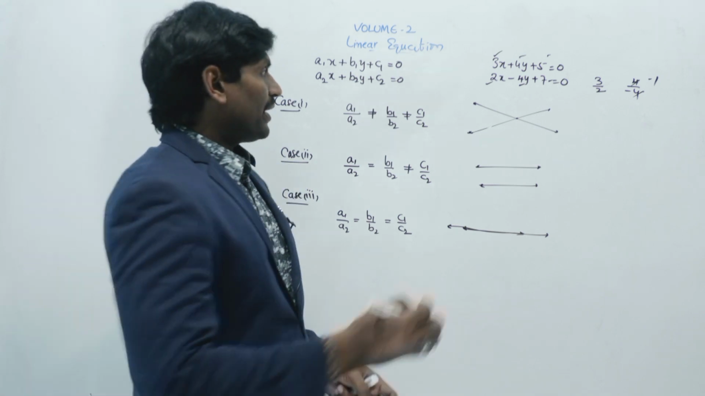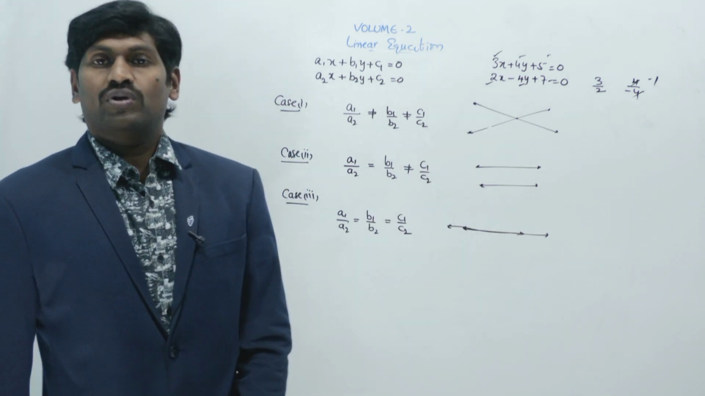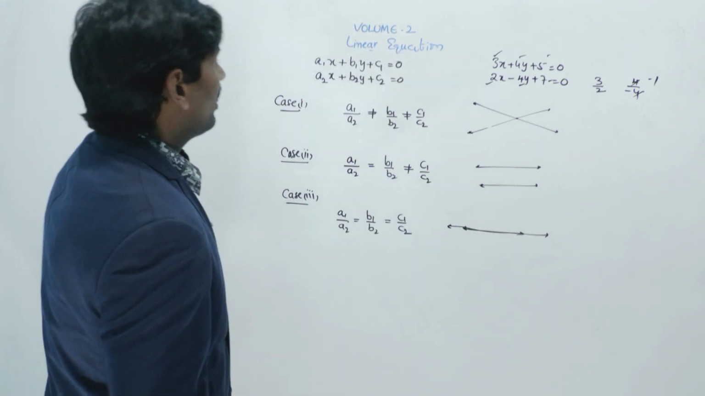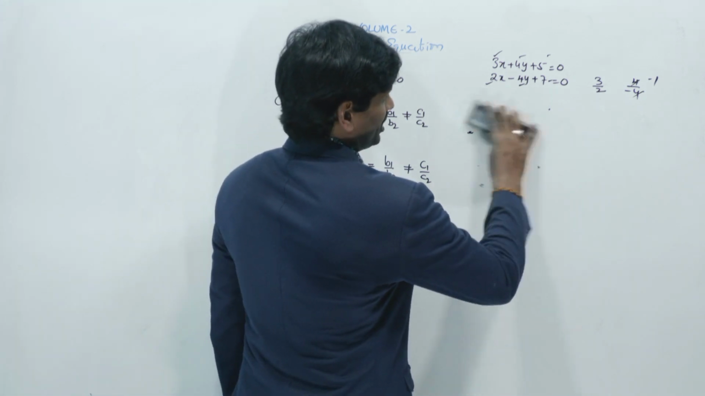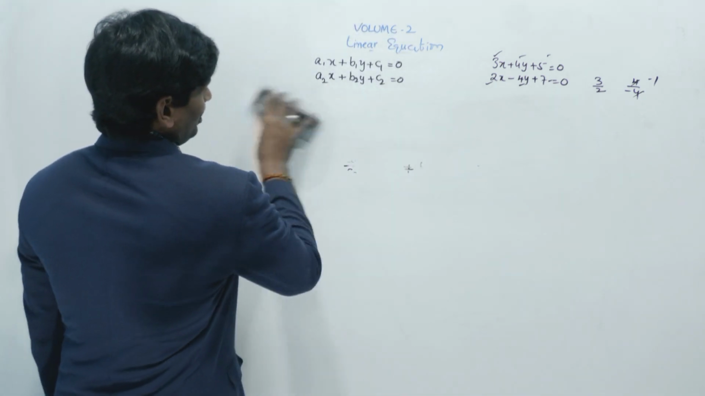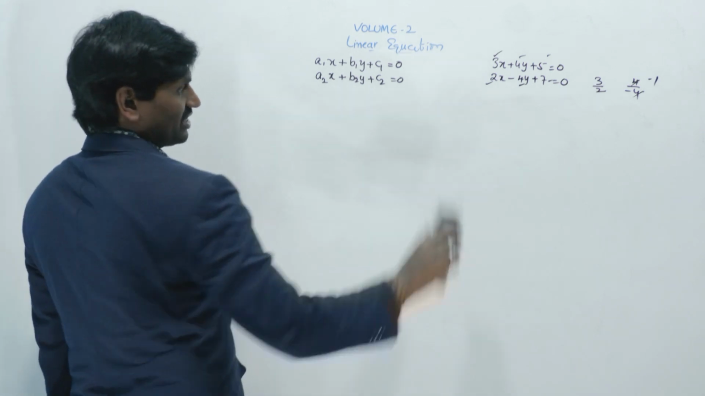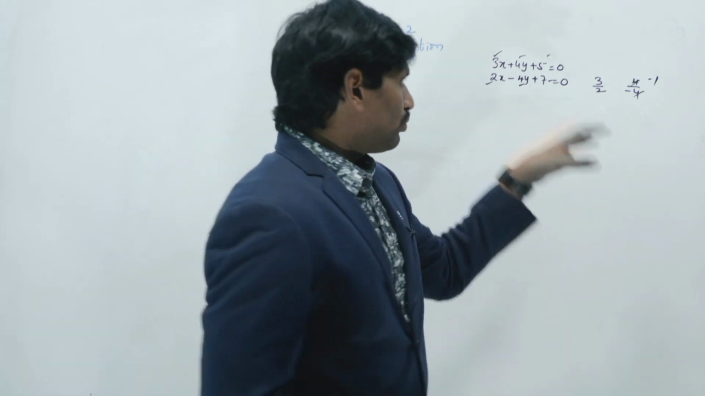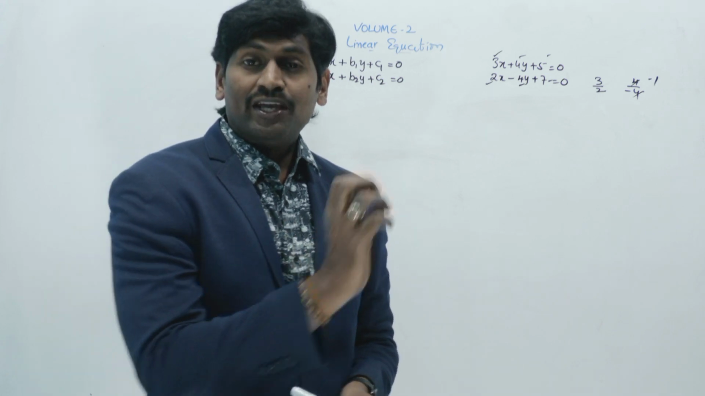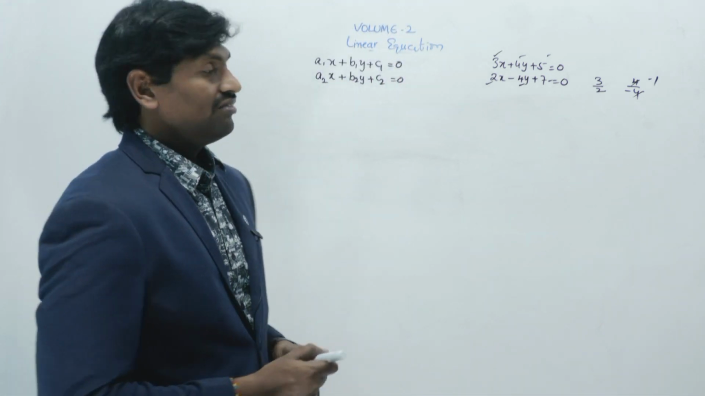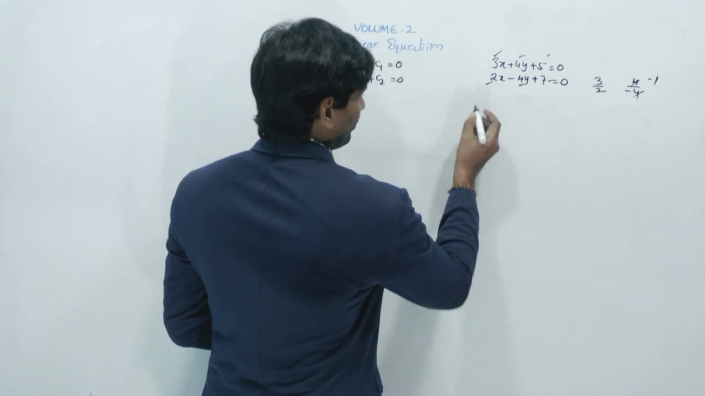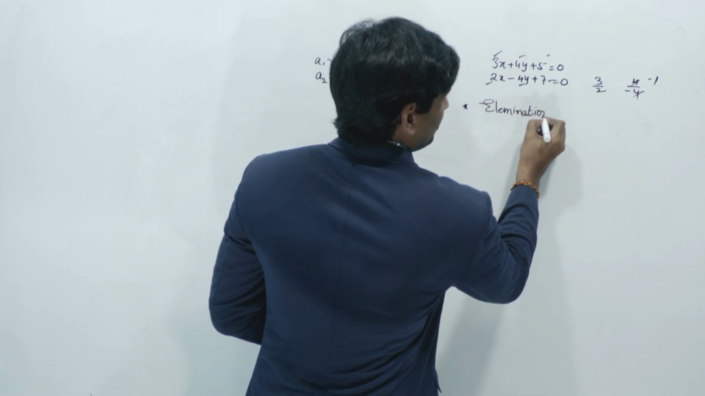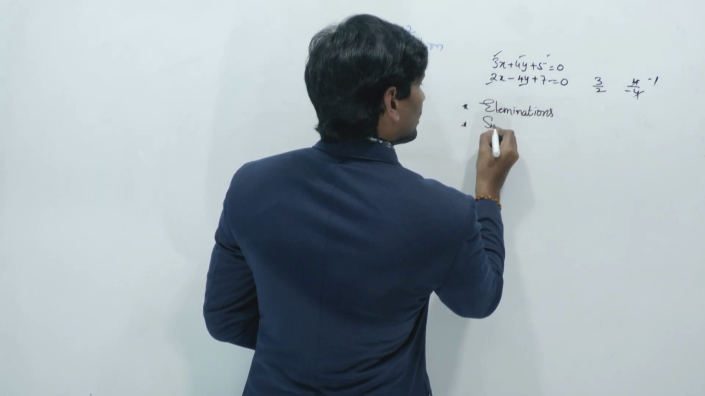When a pair of equations follows these conditions, we can say how they behave on a plane surface. Sometimes a pair of linear equations is given and we are asked to find the unknown values, nothing but the x and y values. To find the values of x and y in a pair of linear equations, we have some methods. What are the methods we have? Elimination method and substitution method.